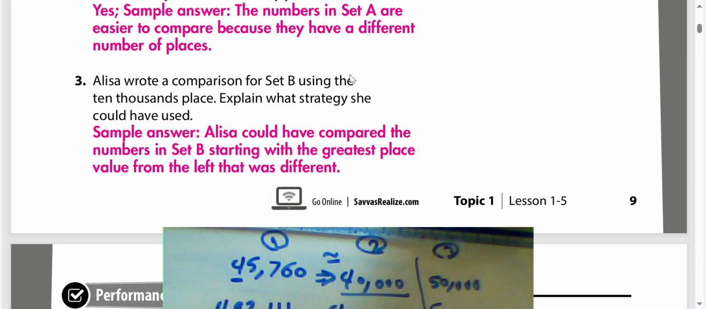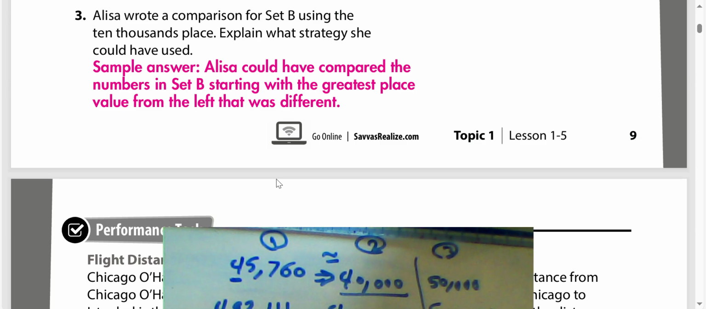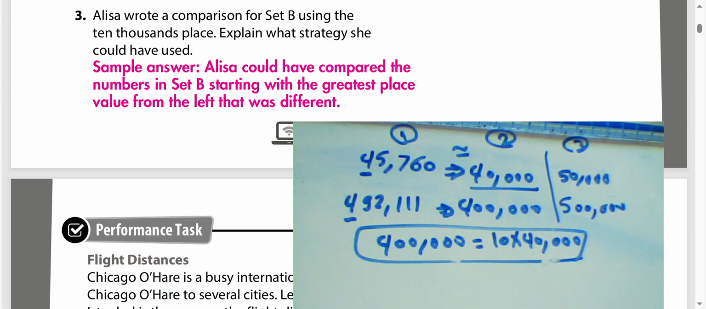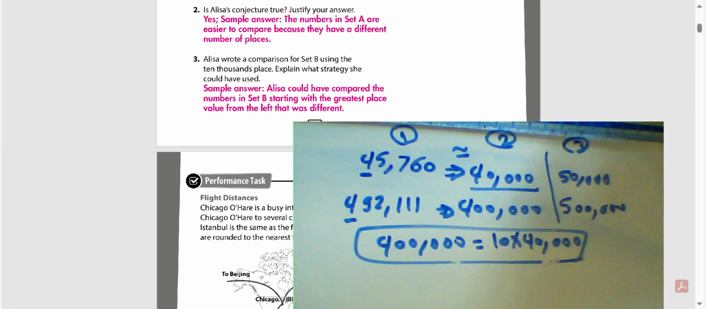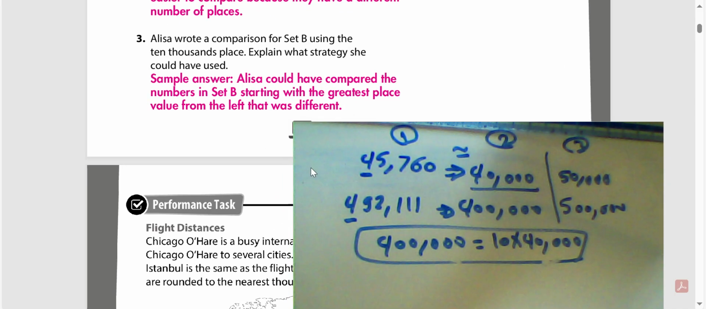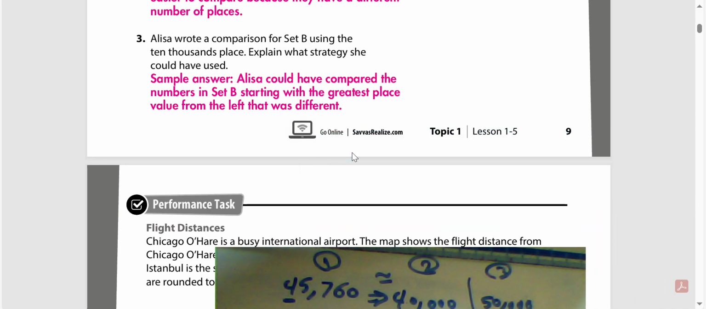And question number 3: Lisa wrote a combination of set A and B using the 10,000 space. Explain what strategies she could have used. Lisa could have compared the numbers in set B starting with the greatest place value from the left-hand side. So we have 3 methods for comparing two numbers, okay? Understood this?